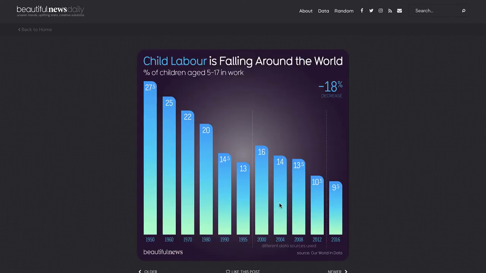So here you can see there is a lot more data in this infographic. This one is looking at the percentage of children who are in work across 65 years. So children are defined as being between the ages of 5 and 17 and are in work. And you can see that it tells us that overall since 1950 there's been an 18% decrease. But if we wanted to, we could look at each decade and identify the decreases that have been happening over time, and that there was also an increase between 1995 and 2000. So that's a very simple presentation of what is actually quite complex data.